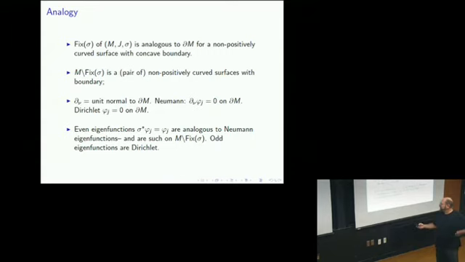Now, there's an obvious similarity between these two results. It's in some sense really one result in two settings. So let me bring this out a little more clearly and put in some of the notation. If you look at the fixed point set of an involution, it's analogous to looking at the boundary of a non-positively curved surface with concave boundary. How do you know that? When we remove the fixed point set, it divides the surface into two pieces. We get two surfaces with boundary.